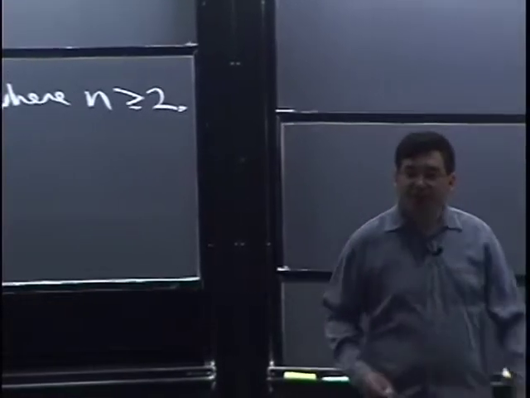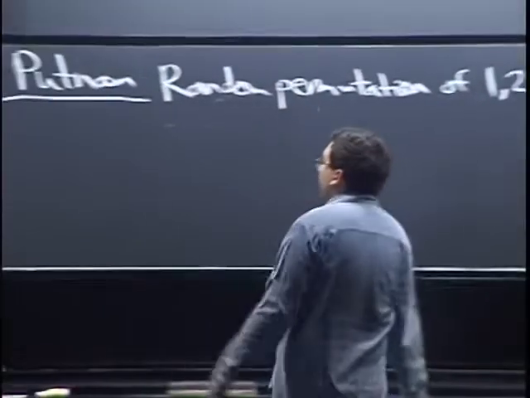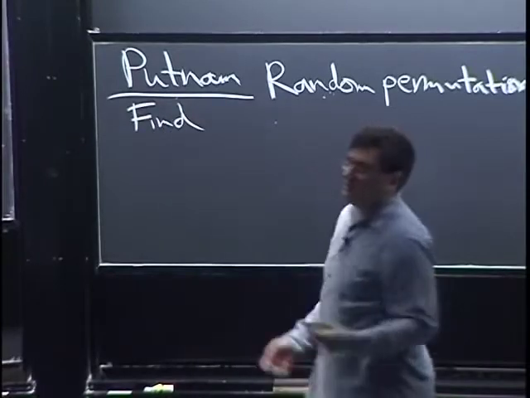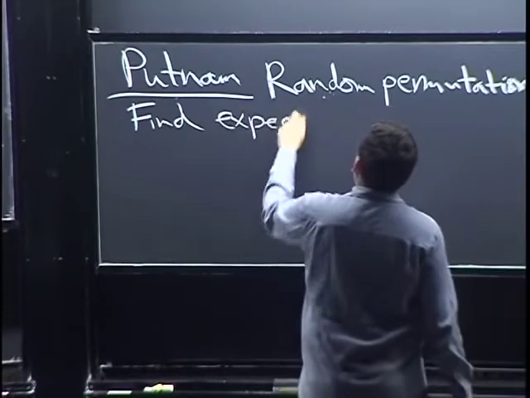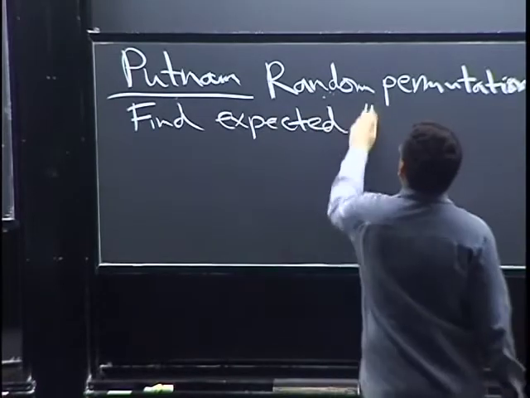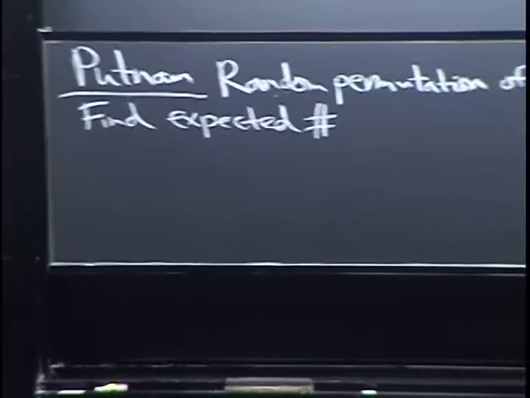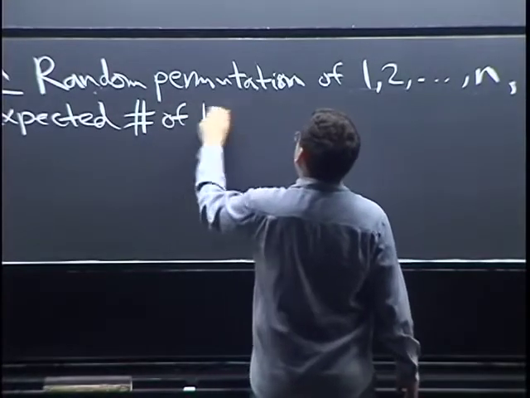Now, I have to tell you what the question is. The question is, find the average or expected number of local maxima. So I have to tell you what a local maximum is. So this was all defined in the problem, and this is exactly what the problem was. I'm just phrasing it in my own words. Find the expected number of local maxima.